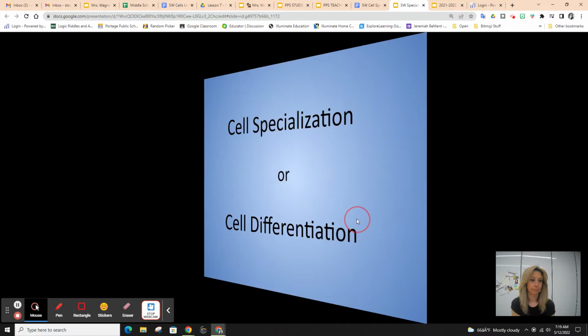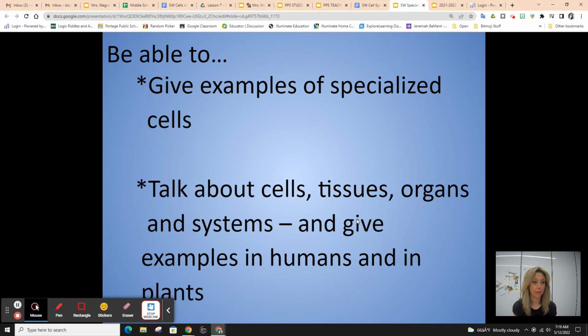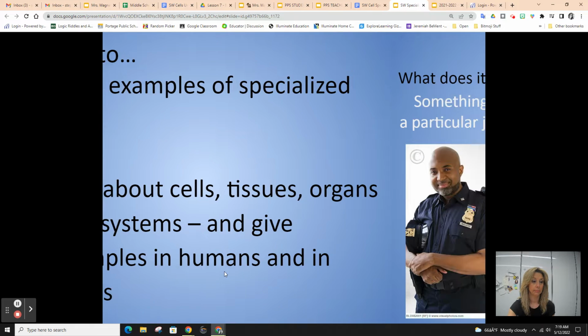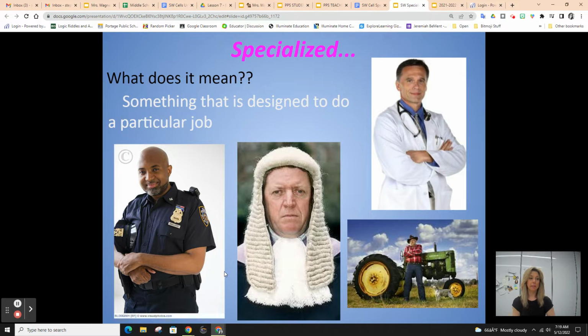All right, so we're going to be able to give examples of specialized cells. We're going to talk about cells, tissues, organs, and systems, and give examples in humans and in plants. So what does it mean to be specialized? It means that it is something or someone that is designed to do a particular job.